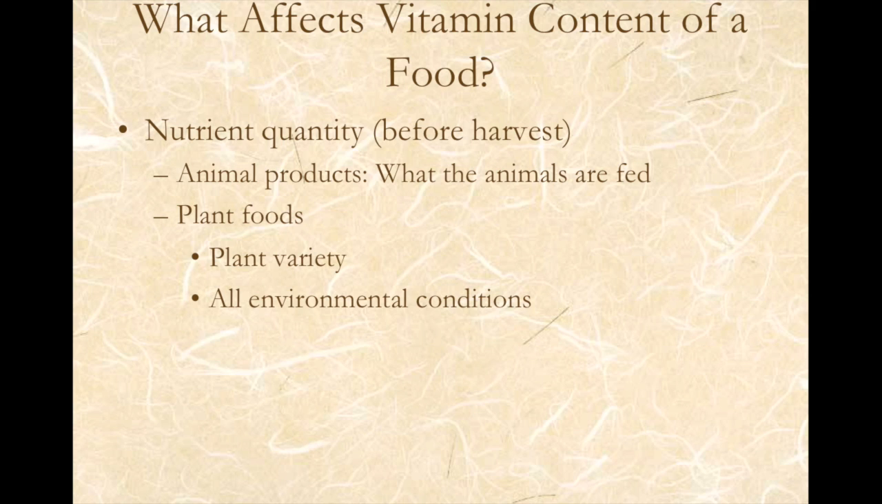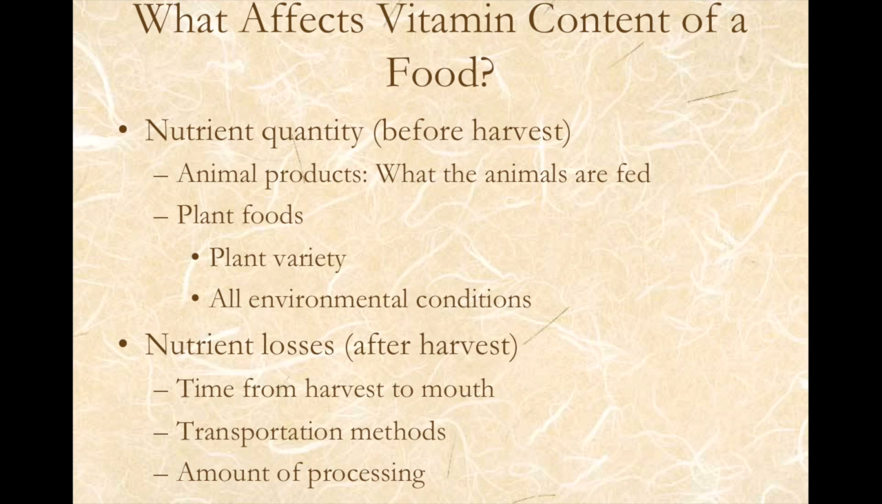And then plant foods: the plant variety, whether it's genetically modified, and what type of conditions the plant has been hybridized for will determine how much nutrient is in there. And all the environmental conditions we talked about can impact the vitamin quantity of a food item. Then also, vitamins are very susceptible to nutrient losses, from harvest to mouth.